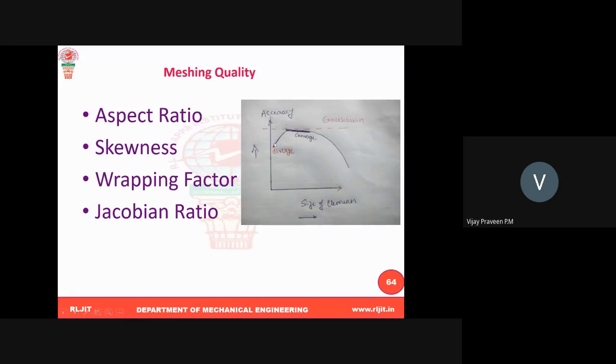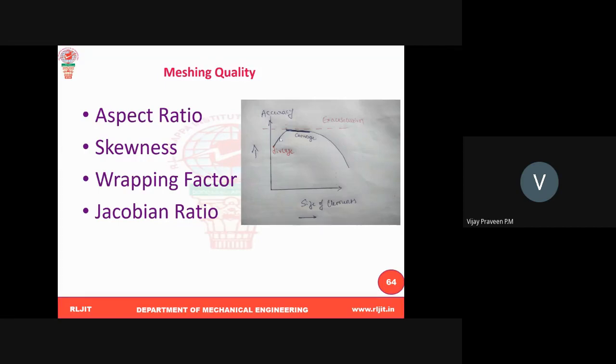What will happen to the results after this point? They will diverge. It will diverge from the exact solution. Why does this happen? Because the meshing quality matters. That is what we are discussing here.